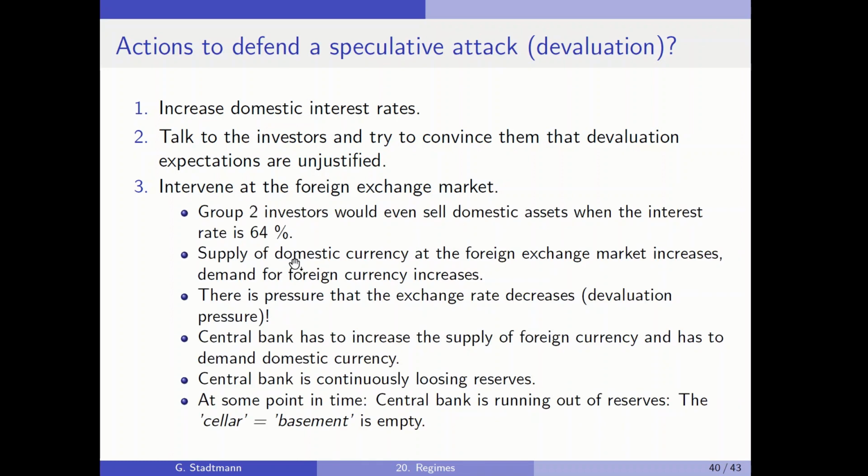Let's stick to this example of the textbook and assume that Group 2 investors would even sell domestic assets when the interest rate is at 64%.